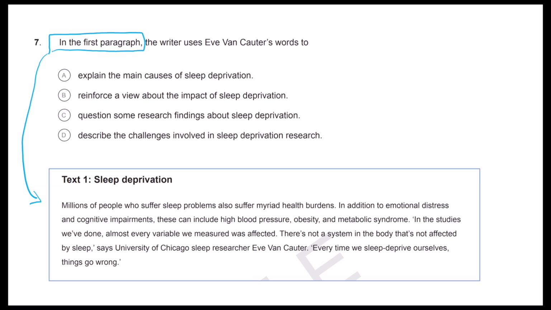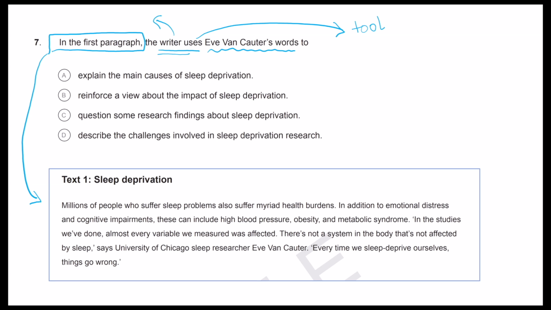Like if you're reading question number 7 here, it says, in the first paragraph, the writer uses Lucy's words to. So use basically means it is used as a tool. So the words of Lucy. Now Lucy could be a researcher, could be a scientist in this particular field of sleep deprivation, because that's what the text is about. The writer is a different person and Lucy is a different person.